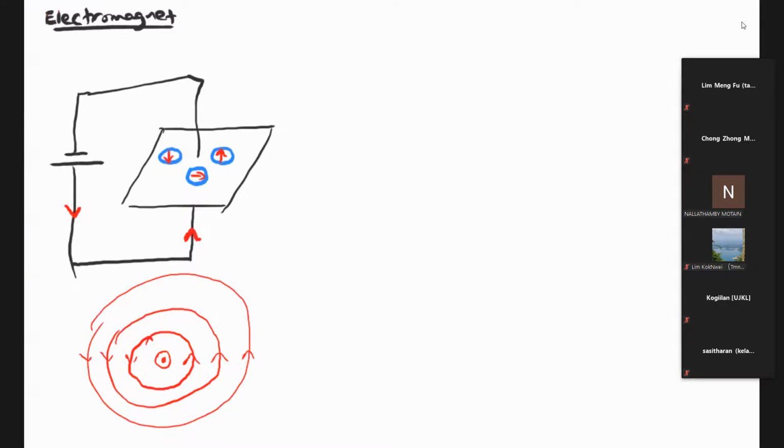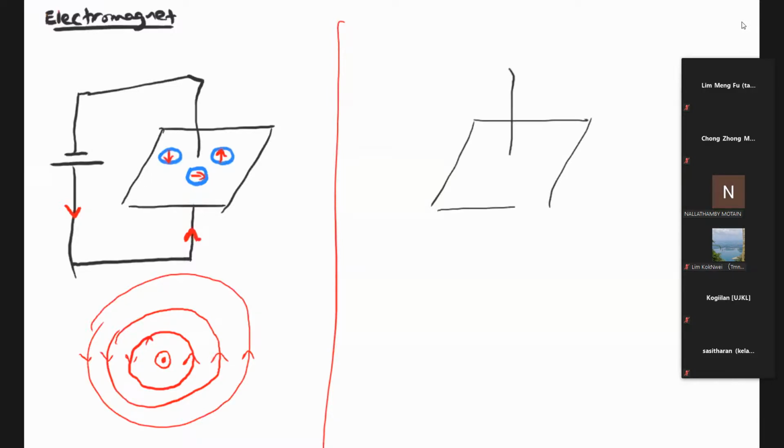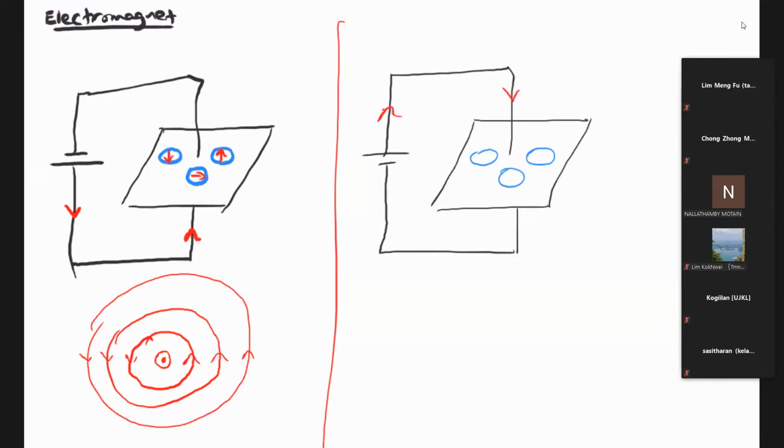Okay. So first case. Second case is if the direction of the current is reversed, if we change the terminals of the battery. Here compass 1, compass 2, compass 3. Now current is flowing from upward to downward. So the direction we can determine using the right hand grip rule. Here it will deflect downward, here deflect to the left, here deflect upward. So you can see the direction changes.